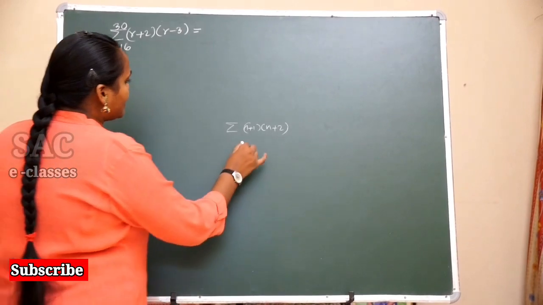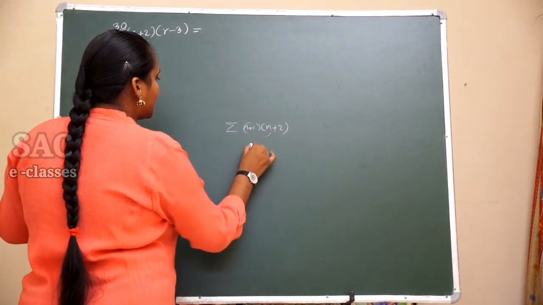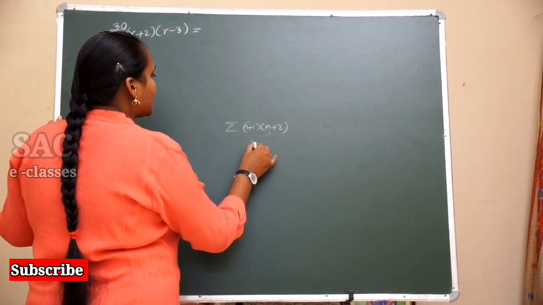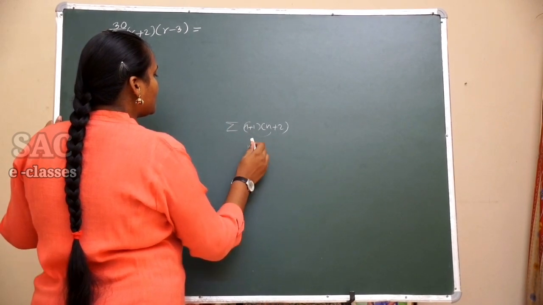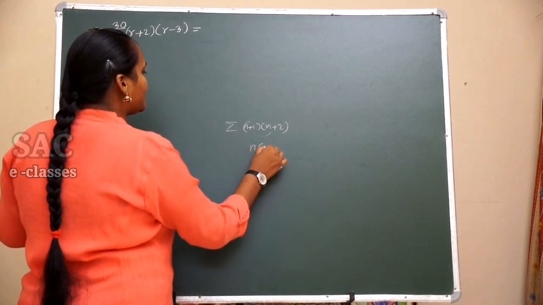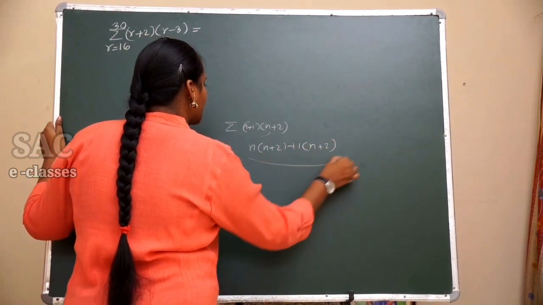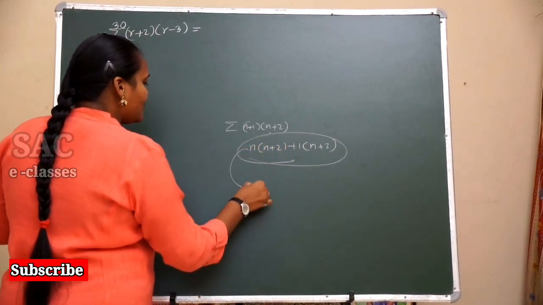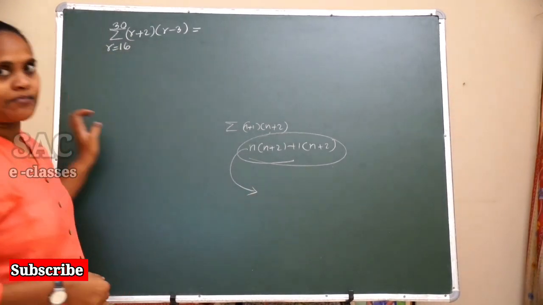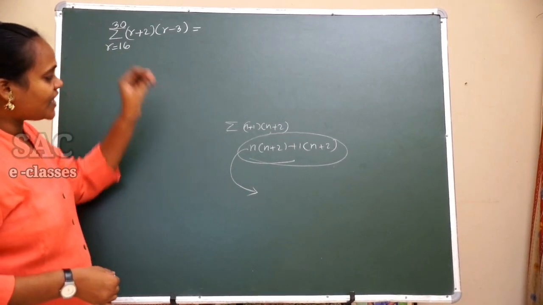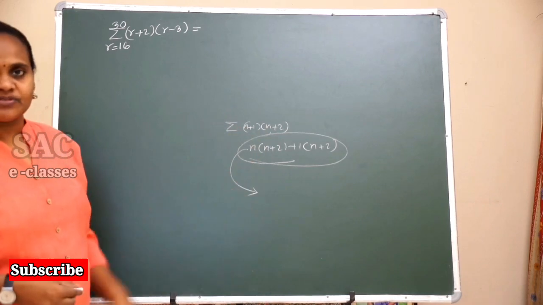At that time what had we done? We did n into n plus 2 plus 1 into n plus... That means after finding the nth term, we try to find its sigma value, nothing but the sum of the n terms.